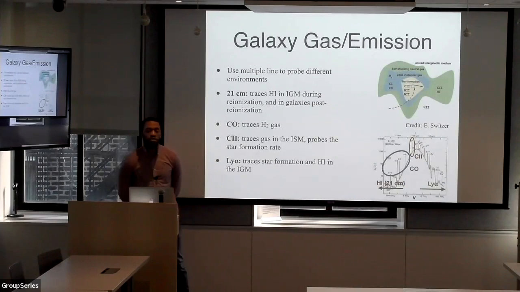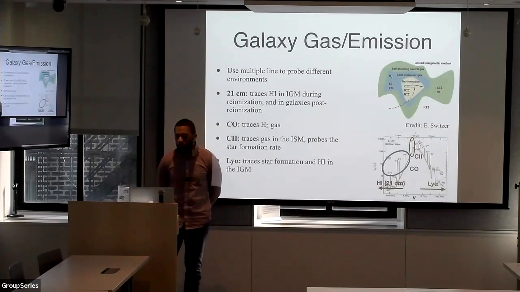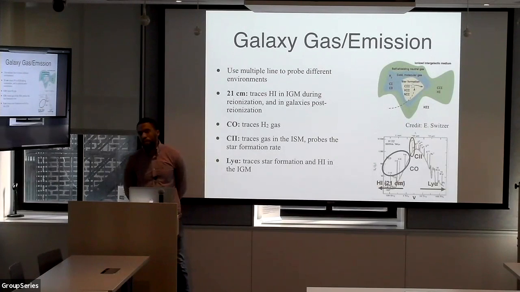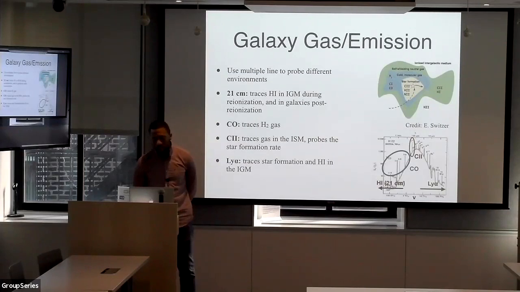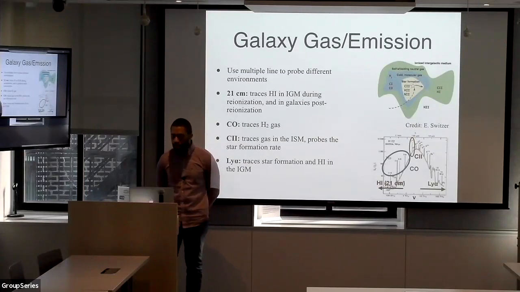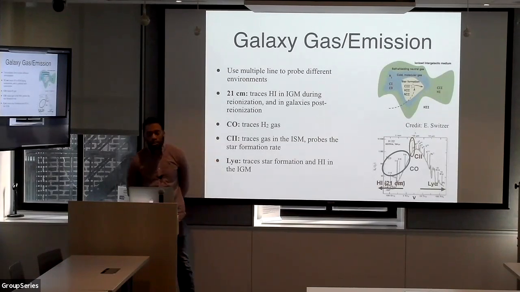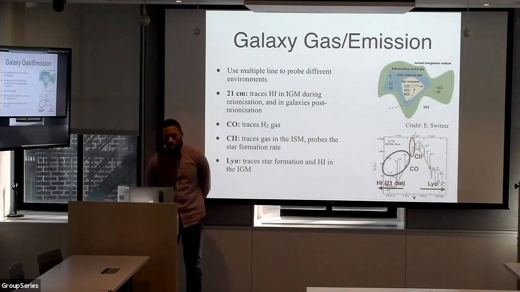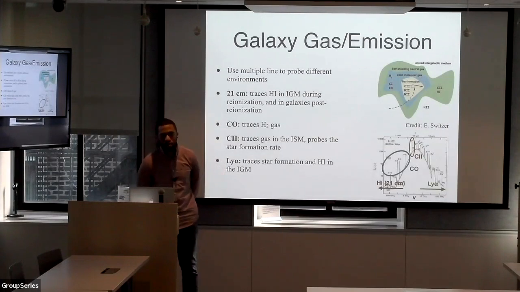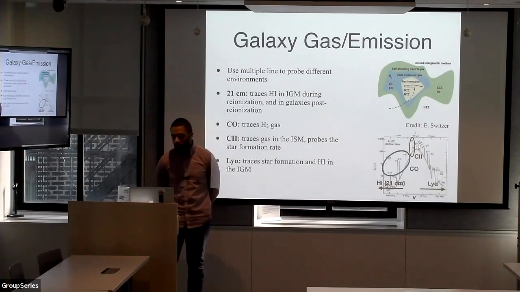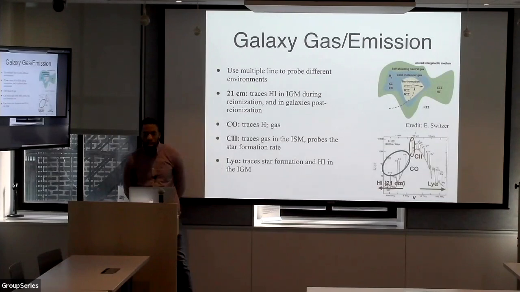There are multiple lines that you could use, and there have been many galaxy surveys looking not just in the optical, but also in the infrared and radio, in order to answer some of these questions. In particular, one line that we all know is the 21 centimeter line, which traces both neutral hydrogen in the IGM, or intergalactic medium, during reionization, as well as neutral hydrogen within galaxies post-reionization. We also have other molecules and lines that are very useful in tracing star-forming galaxies. For one, there's the CO line, or carbon monoxide.